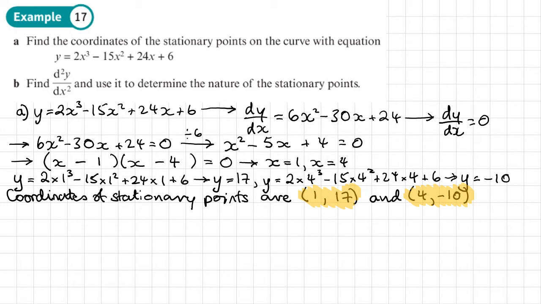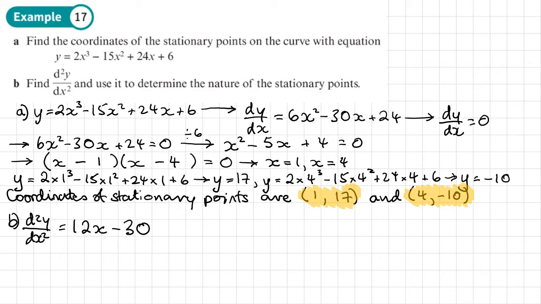Now in part B, it says use d squared y over dx squared, the second derivative, to determine the nature of the stationary points. So let's find that first. Let's find the second derivative. That means taking the first derivative, which is 6x squared minus 30x plus 24, and differentiating that. So we will get 12x minus 30.